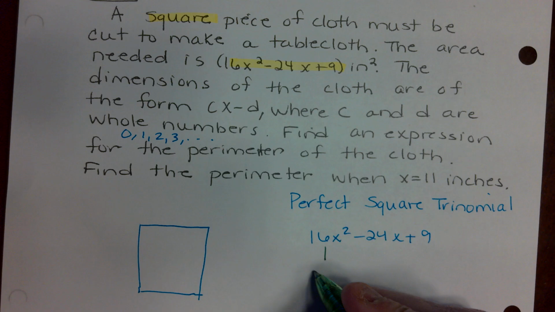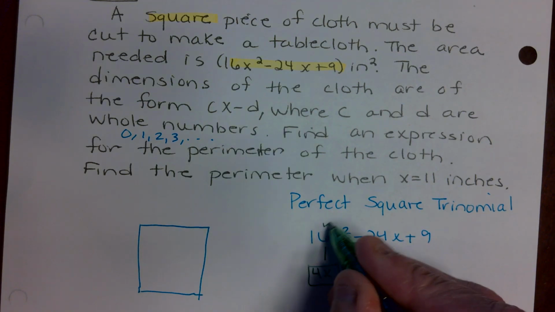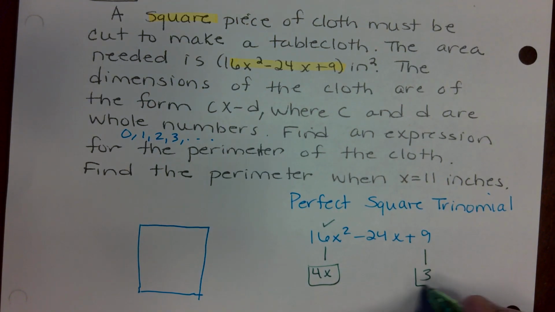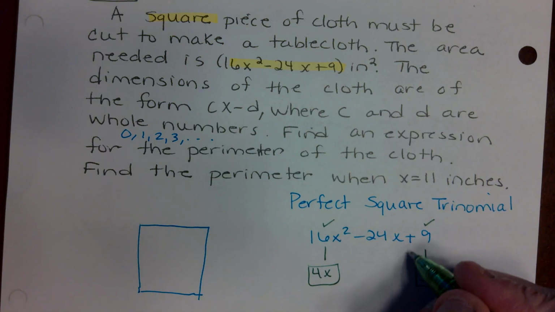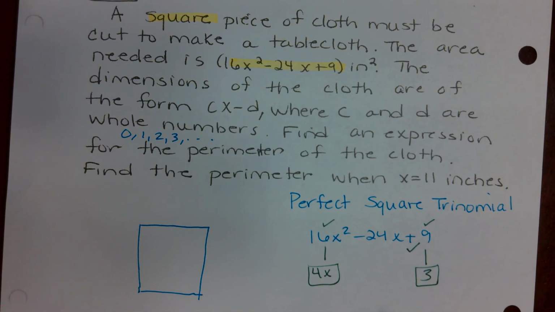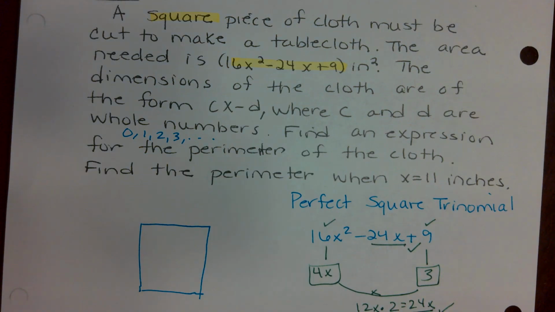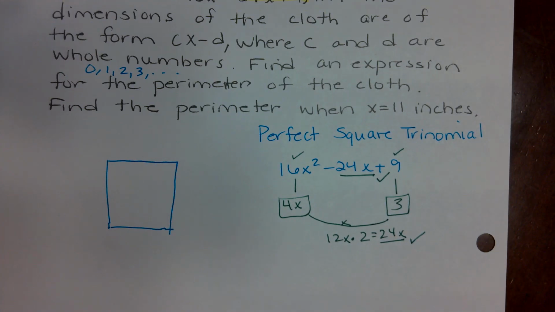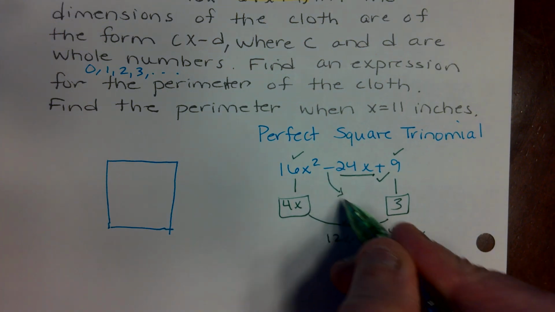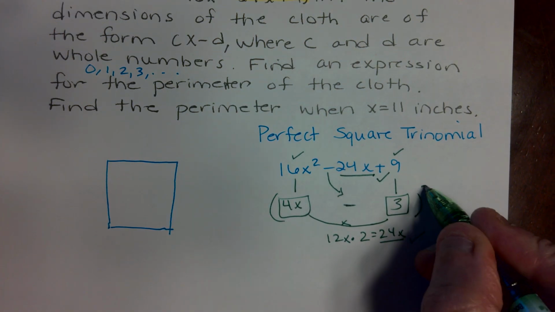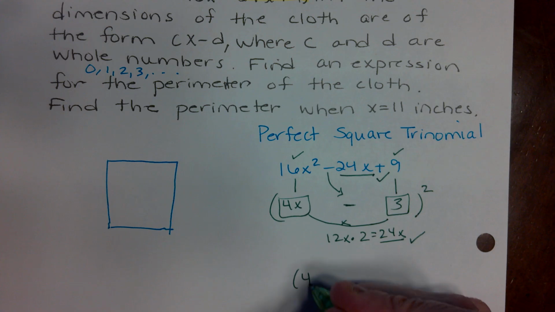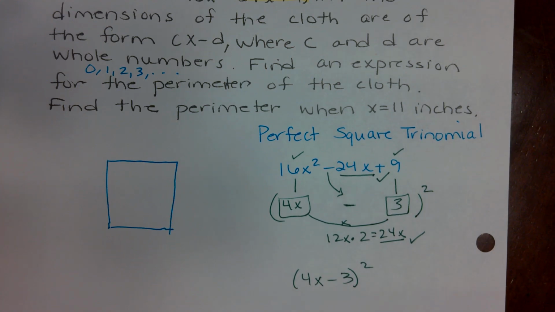Is that a perfect square? Yes. Check. Is that a perfect square? Yes. Check. Is that a plus? Check. Make your smiley face and multiply. 12x times the 2, 24x. Check. I got my systems in order here. We definitely have a perfect square trinomial, so I just need to add the nose, the ears, and the top hat. 4x minus 3 squared.